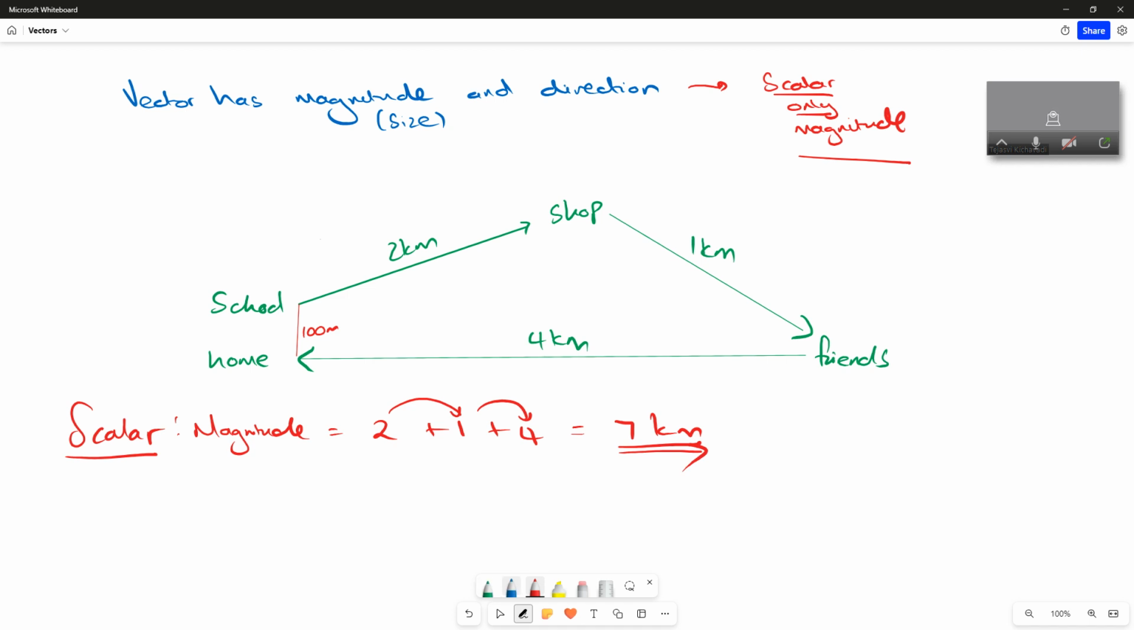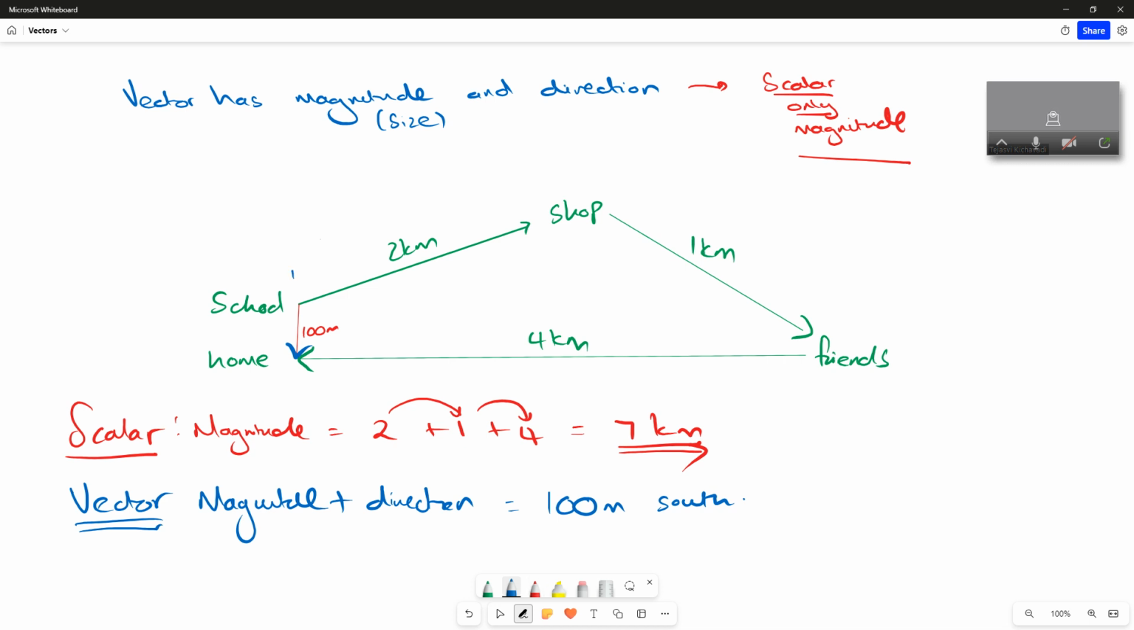But if I take into consideration direction and I write down what the vector number is, I have to take into account magnitude plus direction. And so magnitude plus direction would mean I would have gone a total of 100 meters south. Some direction I could use, south.